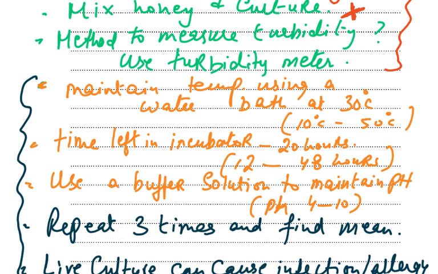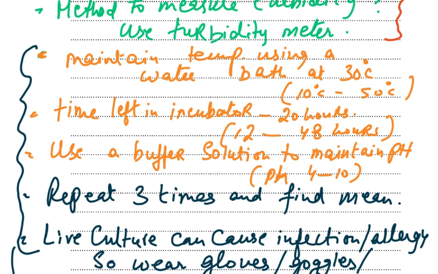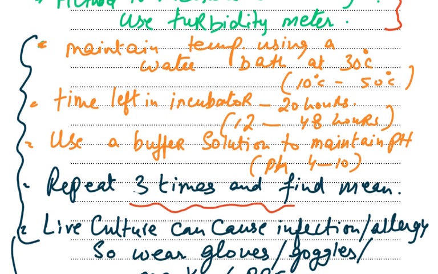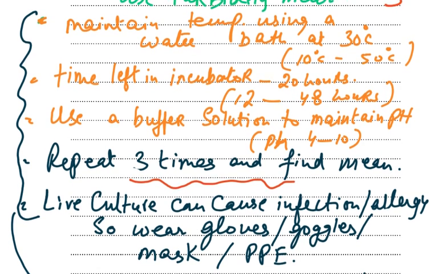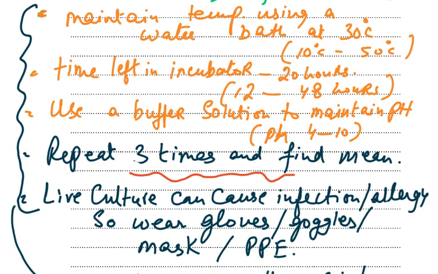Anything between 12 and 48 hours was correct. Use a buffer solution to maintain pH at 7. Repeat 3 times and find the mean. So repeat 3 times and find the mean is one that you must give in every planning and designing. Then the hazard and the risk and the precaution.